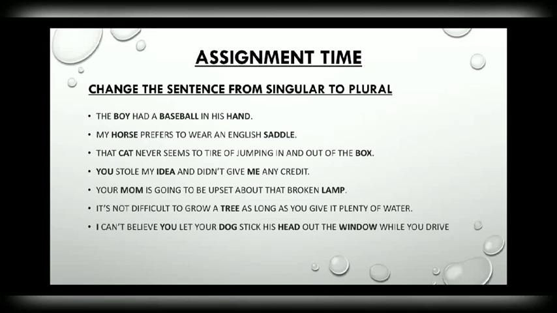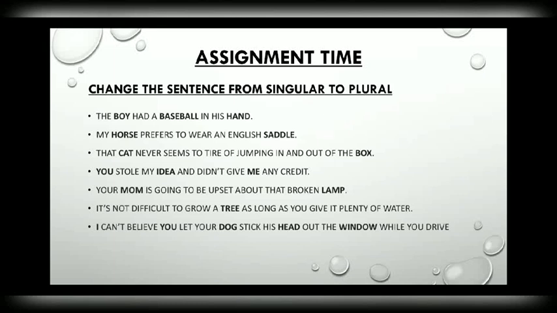The cat never seems to tire of jumping in and out of the box. You stole my idea and didn't give me any credit. Your mom is going to be upset about that broken lamp.